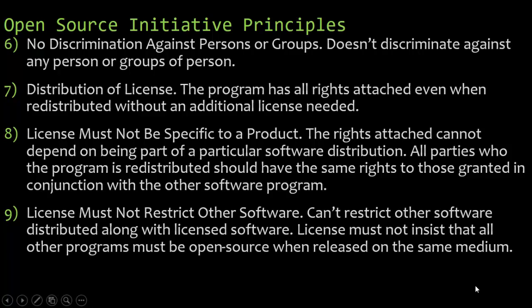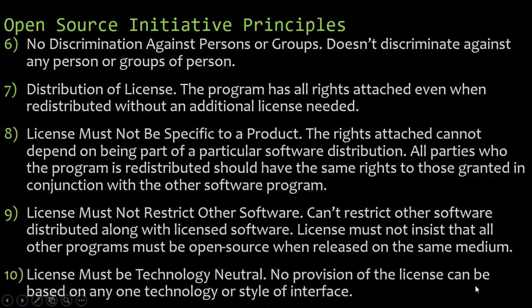Number 9, the license must not restrict other software. You can't restrict other software distributed along with licensed software. You can't start stopping other programs from working. The license must not insist that all other programs must be open source, released on the same medium. So if it's released the same way and yours is open source, meaning you can see the source code, that doesn't mean that all other programs have to be open source. And number 10, the license must be technology neutral. So this means no provision of the license can be based on any one technology or style of interface. It doesn't have to be any one technology. It can be whatever you want it to be.